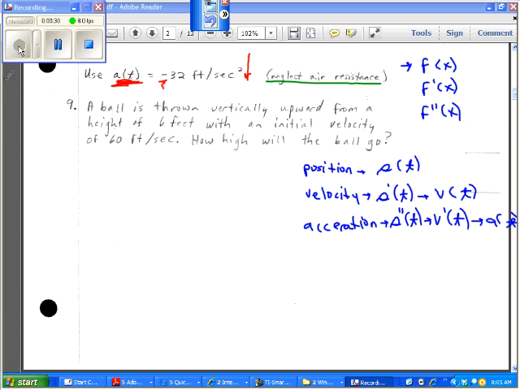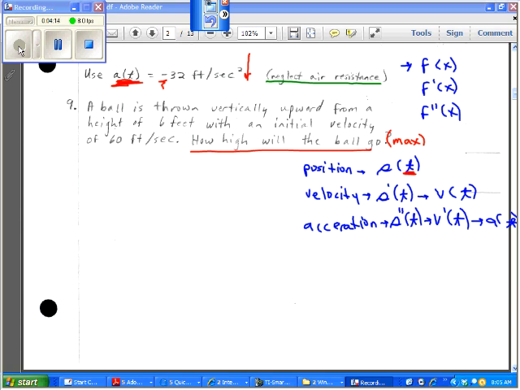Notice it gave us the second derivative, and so we want to work our way back into the position formula. It actually wants to know how high will the ball go. What is that? Maximum. And if we want to find the maximum, we will need to plug something into the position formula, right? If we could find the time at which we have a maximum, then we can plug it into the position function and get our maximum height.